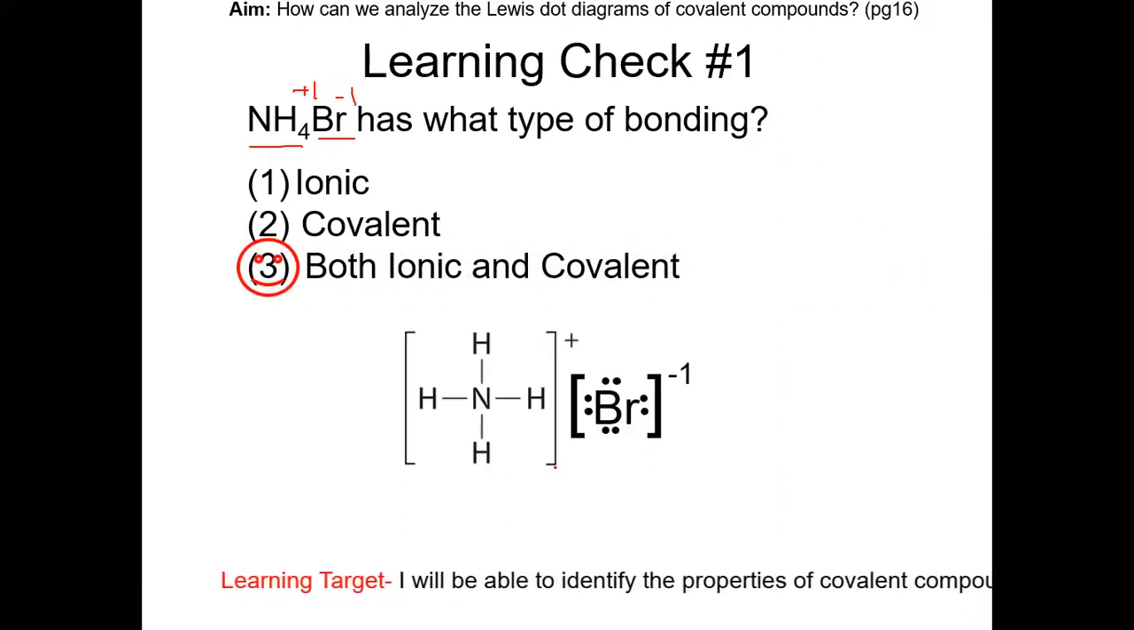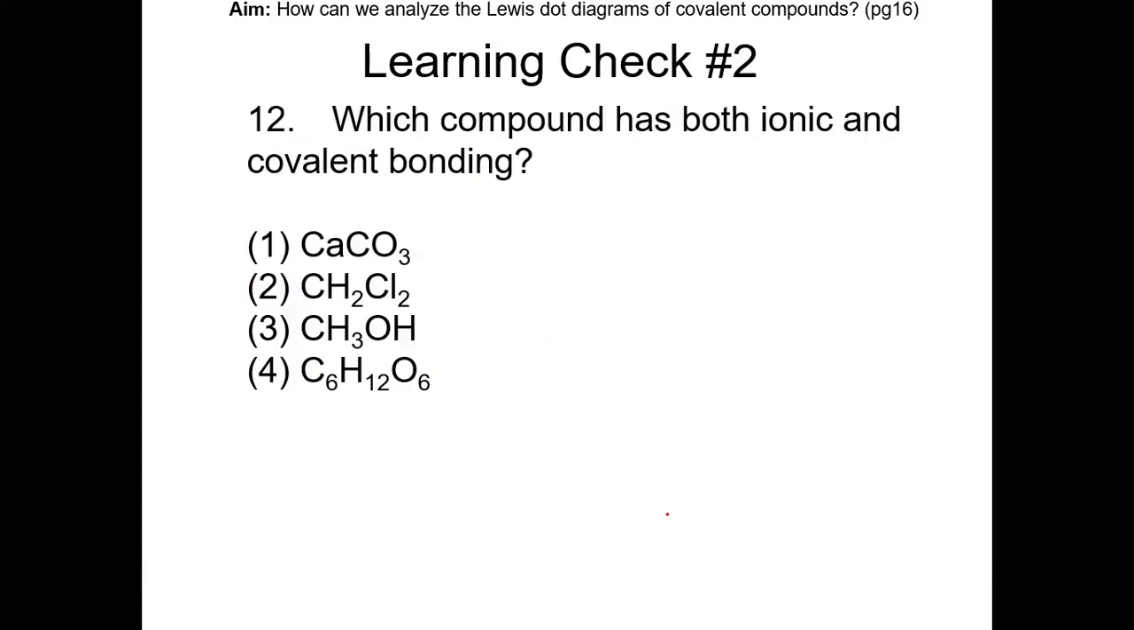And this will be the Lewis dot diagram of NH4Br. So you can see it has covalent bonding and ionic bonding. Learning check number 2. Which compound has both ionic and covalent bonding? Pause the video and resume once you complete it.